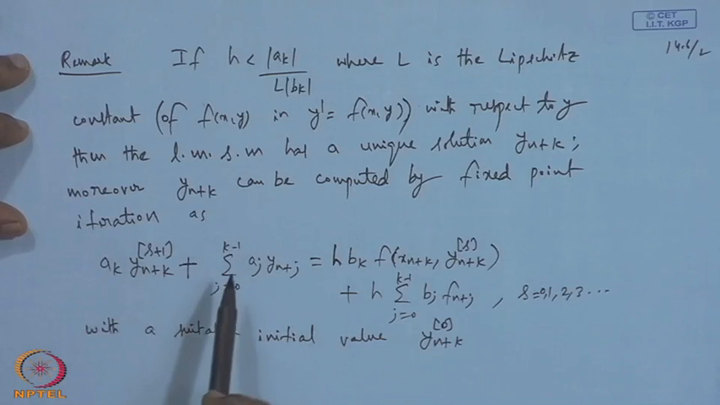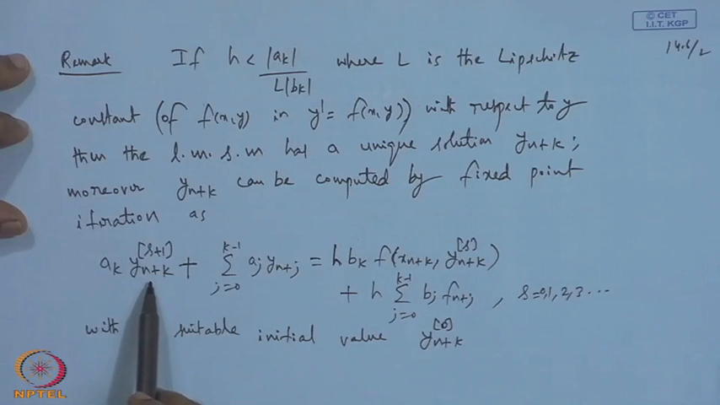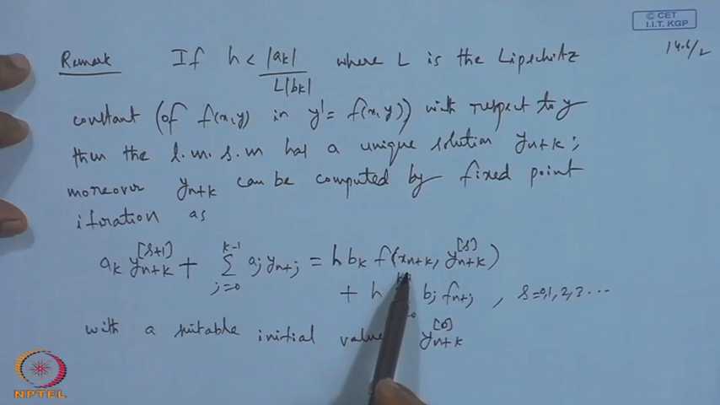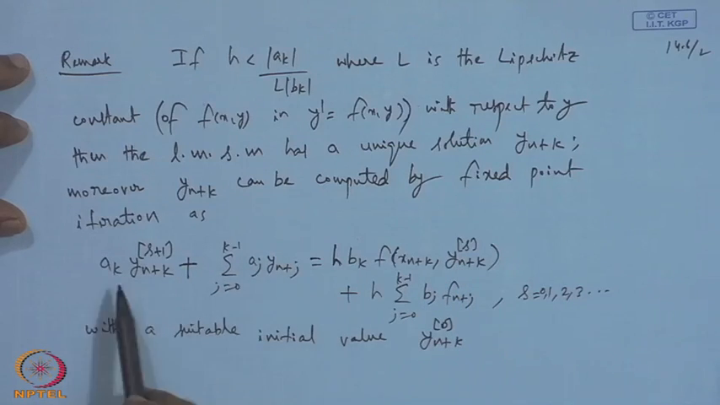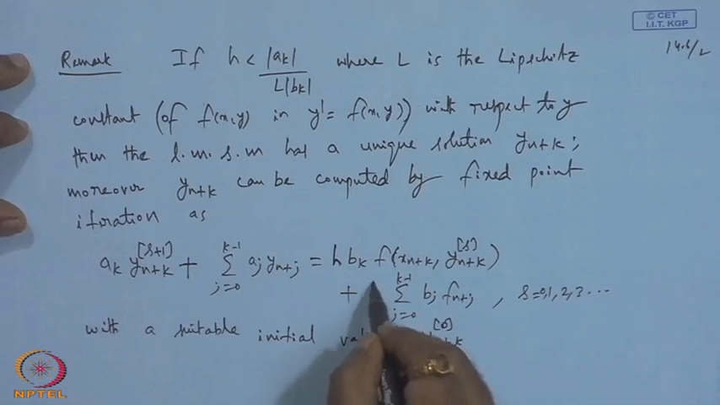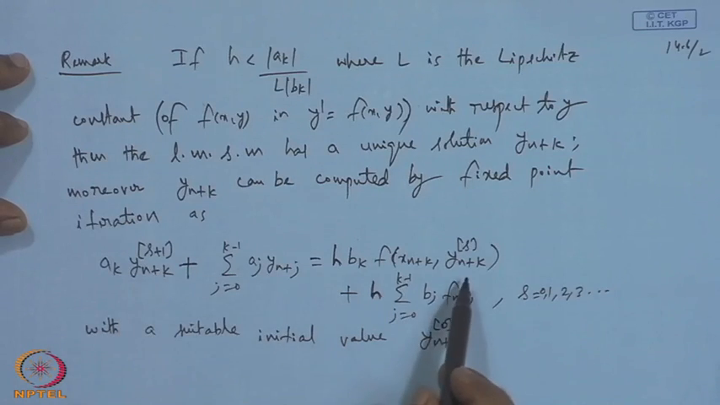So, this is our implicit multi-step method. We essentially need to compute y n plus k, but the right hand side demands y n plus k. Therefore, it has to be solved like a fixed point iteration method. But in order to solve, we need some initial guess, that is a suitable initial value. So, this is an implicit method.